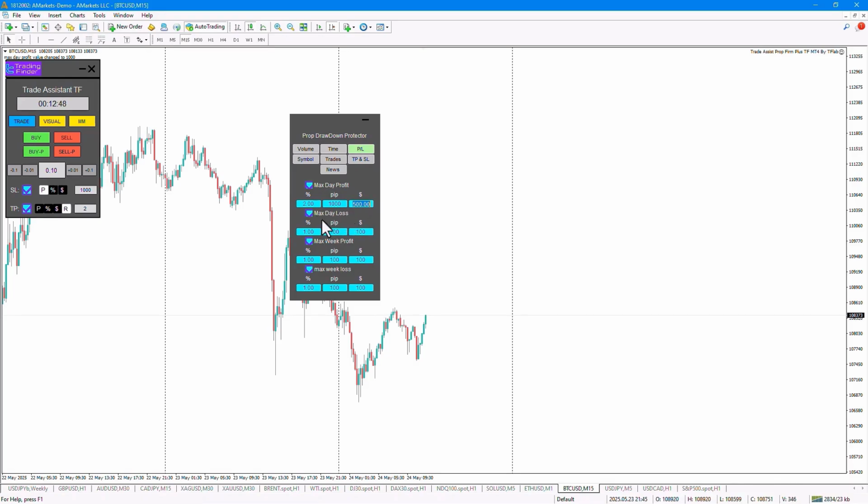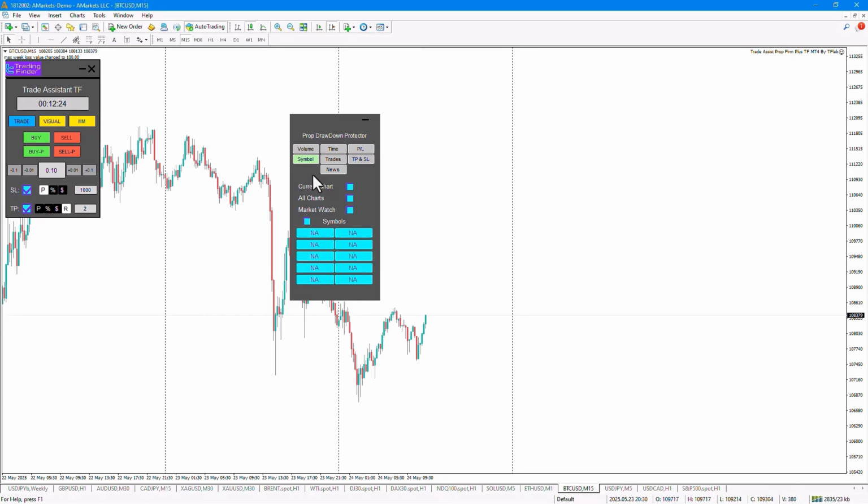The next section is related to the daily stop loss, where we can also set it based on percentage, pips, or dollars. The following section concerns the maximum weekly profit, which can be set based on percentage, pips, or dollars. And finally, the maximum weekly loss, which can also be selected based on percentage, pips, or dollars.